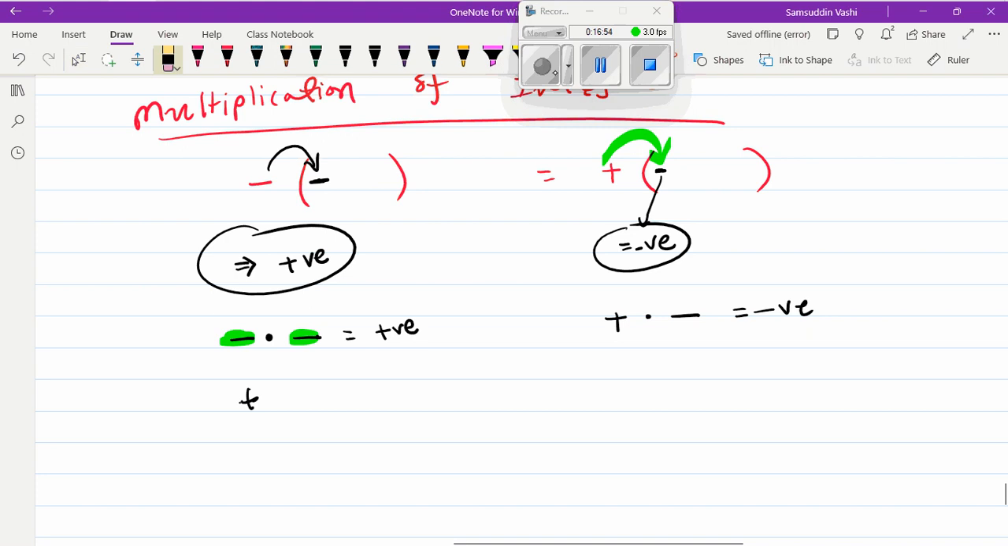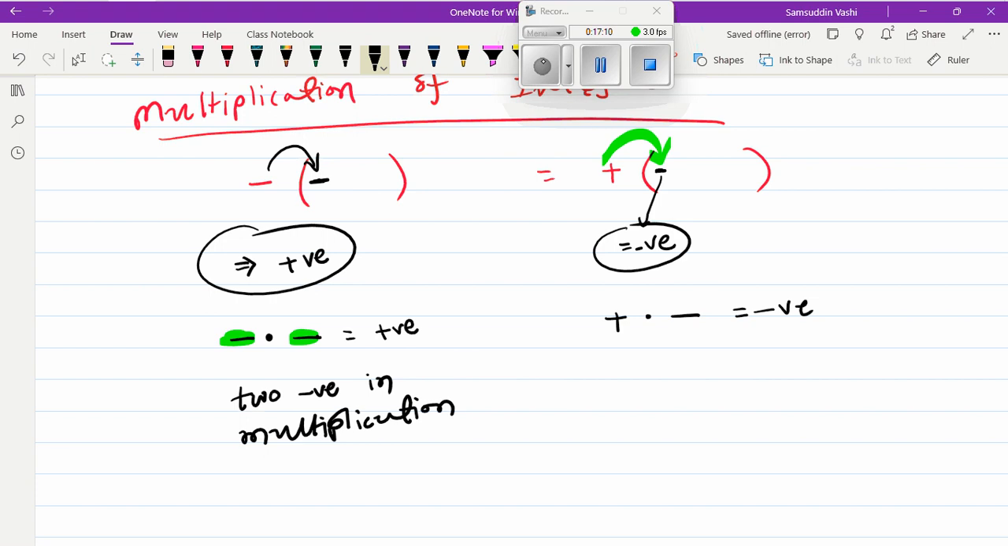So in short, two negatives in multiplication, my answer is positive. Okay, and only one negative, my answer is negative. That's all. Same rule for multiplication and division, right?